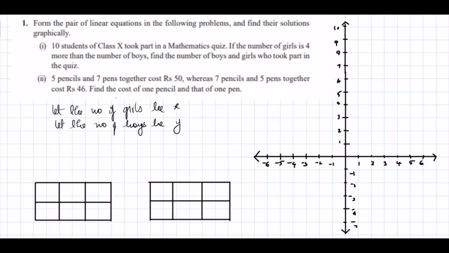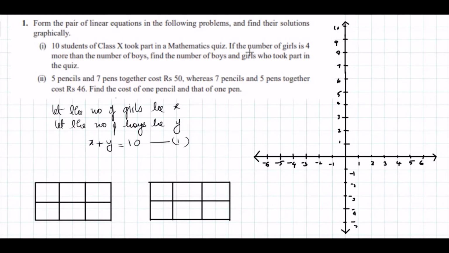Here it is given 10 students of class 10th took part in the mathematics quiz. So the number of girls plus number of boys is equal to 10 because 10 students participated in the quiz. So the first linear equation is x plus y is equal to 10. That is the number of boys plus number of girls is equal to 10 students.